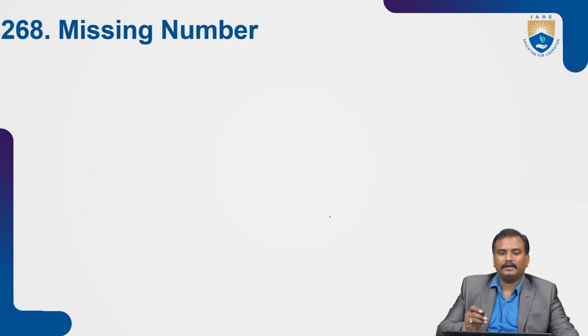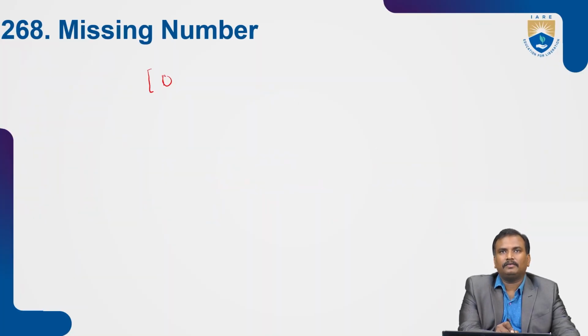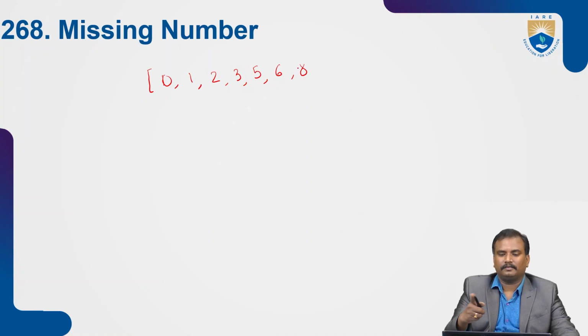For that, let us take the example: 0, 1, 2, 3, 5, 6, 7, 8, 9. This is our array. By seeing this, we can say that the number which is missing is 4. But how can we find it in coding?